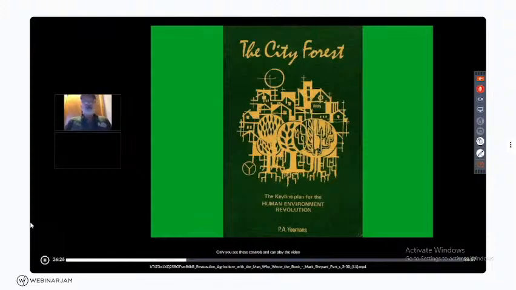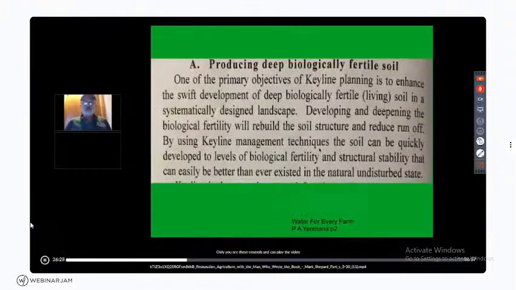One of the things that really caught my attention with the Yeomans book, Water for Every Farm, was that our goal is to create topsoil. And being a kid who learned composting from my dad, a biodynamic gardener, I learned it takes eons, geological eons, to create soil, because you have to keep making this compost.